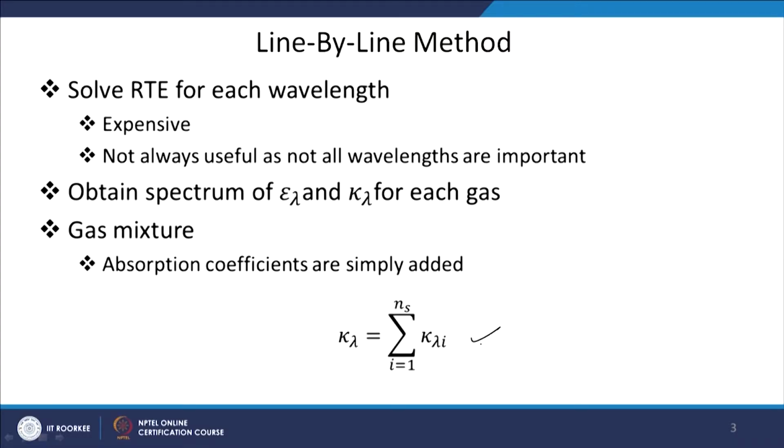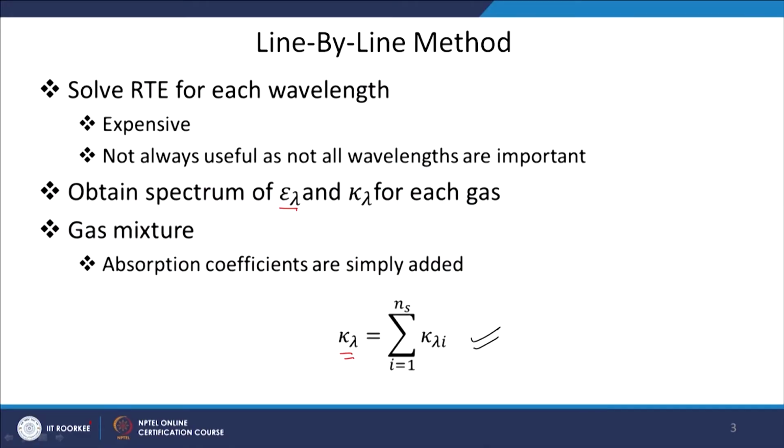So, of course, this method is the most accurate method because we are solving the radiative transfer equation for each and every point. There is no simplification as far as mixture of gases is concerned. When we have more than one gas in the mixture, the absorption coefficients are simply additive. You can just add the absorption coefficient of different gases, kappa lambda i, and then your net absorption coefficient kappa lambda will be just a sum of the absorption coefficients of individual gases. So, at this point also we do not have any simplification.